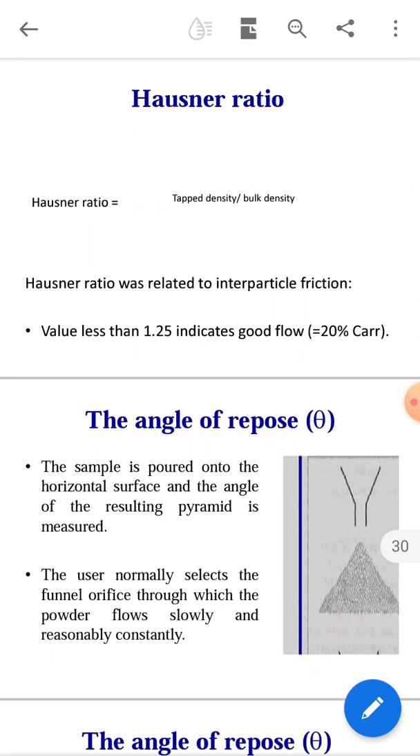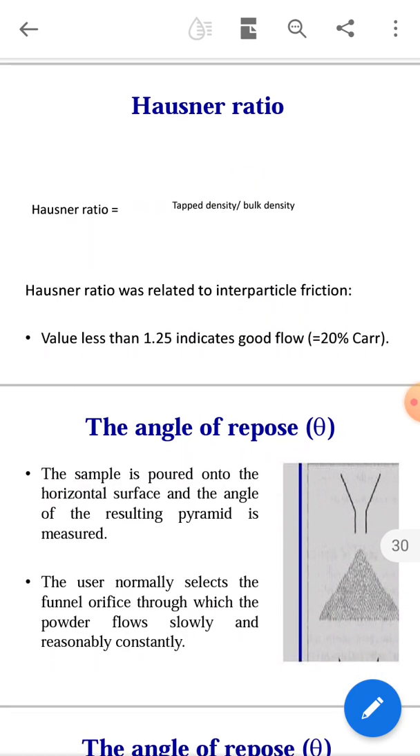Next we come to the Hausner ratio. Hausner ratio is determined by tap density divided by bulk density. Hausner ratio is related to the interparticular friction of the particles. For example, a 20% Carr's index indicates a Hausner ratio of 1.25, which indicates good flow.